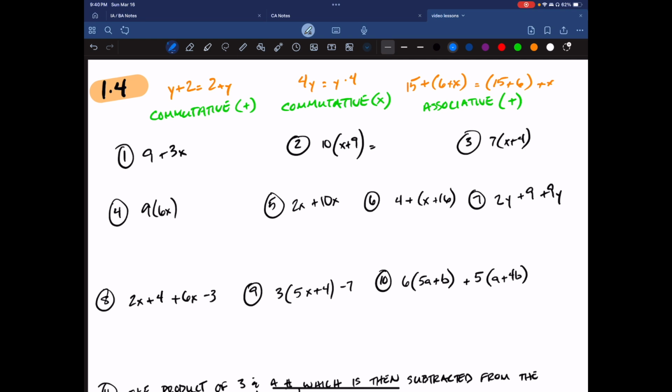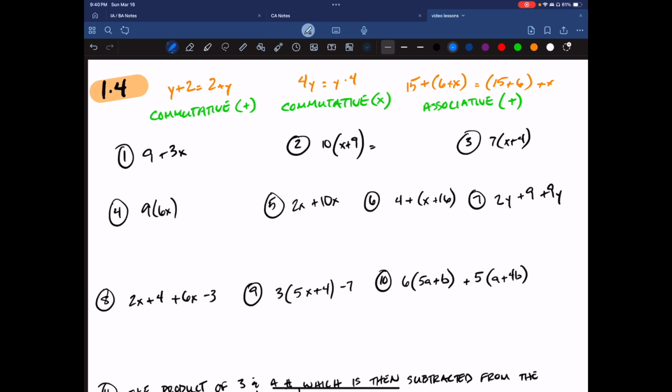Now, associative, so commutative says I'm changing the order. Associative says I'm changing the group. And I remember this because when you change the grouping, you change who you associate with. That's how I think about it. And that seems to work for me. So maybe that works for you. But you change the grouping. So 15 plus parentheses 6 plus x equals the same thing as parentheses 15 plus 6 plus x.